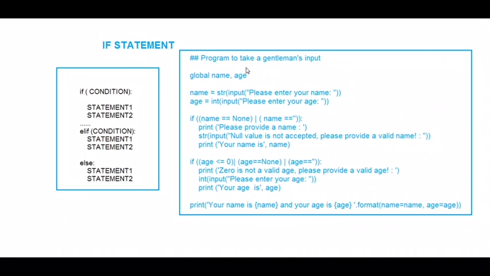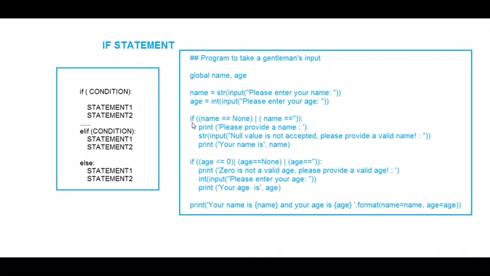So if we just look at a very basic if loop, it will show you like this. See, global name, age. Now global is a keyword which defines the variables as global variables. Their scope is global to the program. So here I am specifying name equals to string input, please enter your name. Age equals to integer input, please enter your age.